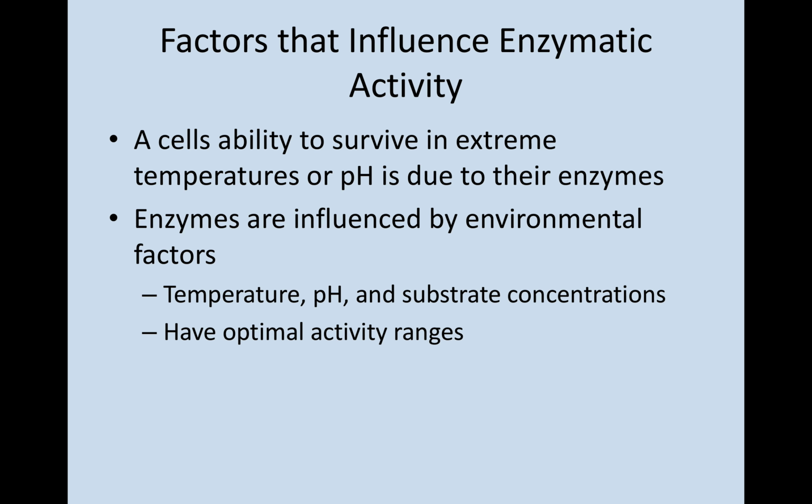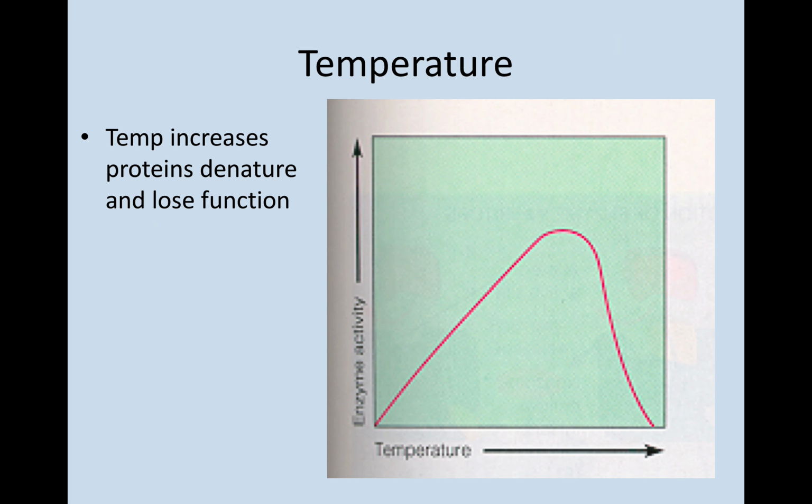Now there are different factors that influence enzyme activity. So the cell's ability to survive in extreme temperatures or pH, if we remember back from chapter 5 with the alkalophiles and the acidophiles, or the psychrophiles and the thermophiles, it all has to deal with their enzyme's ability to actually resist those extreme temperatures and pHs. Okay, so things that can influence the activity would be things like temperature.